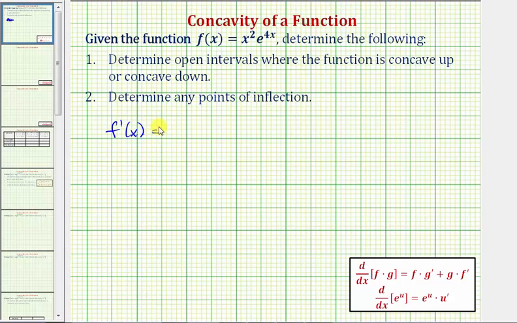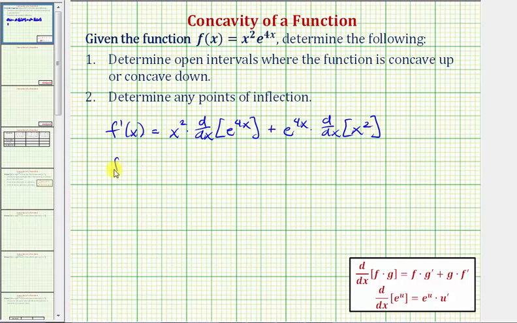is equal to the first function, which we'll let be x squared, times the derivative of the second function, which would be the derivative of e to the 4x, and then we'd have plus the second function of e raised to the power of 4x times the derivative of the first function, which would be the derivative of x squared.